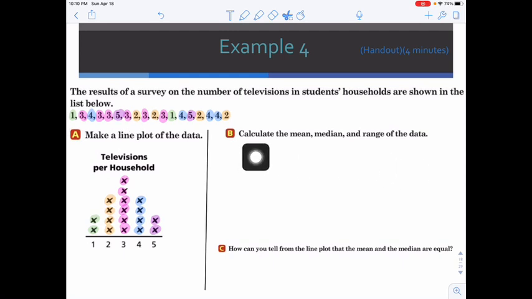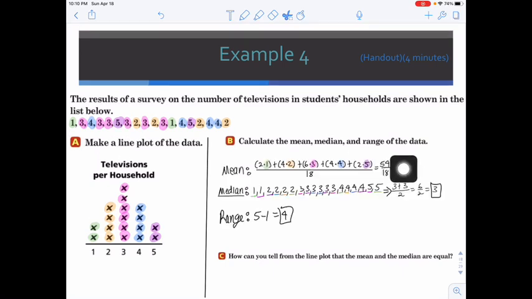Part B says calculate the mean, median, and range of the data. Since we have already calculated the mean, median, and range in previous problems, I went ahead and wrote it all out at once. To find the mean of the data, we can use a new method since there are so many values, but we've already created a line plot.